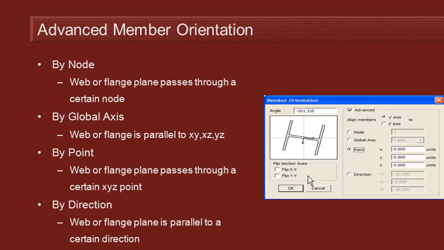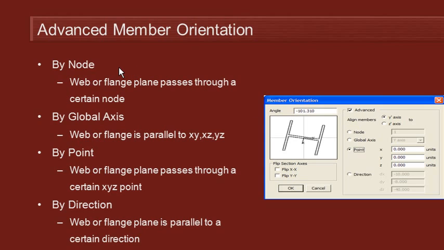The normal way to do this is just by typing in an angle, and that's the angle between the web of the member and a vertical plane passing through the ends of the member. So that's pretty straightforward. But we also have some utility functions on the right-hand side of the member orientation dialog that allows us to use some advanced methods for setting the orientation.